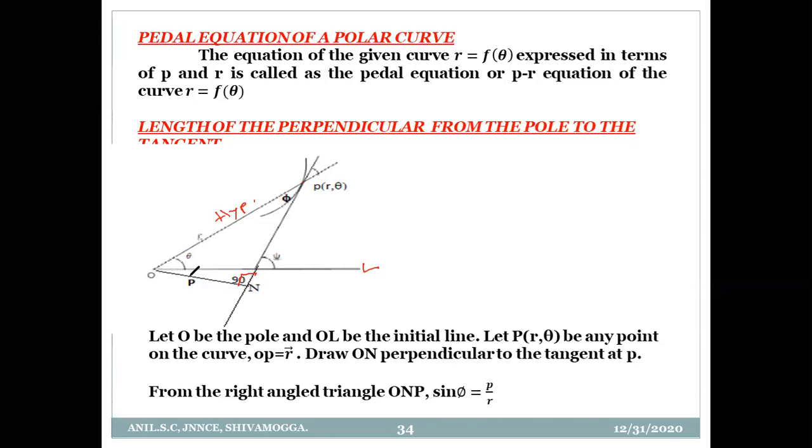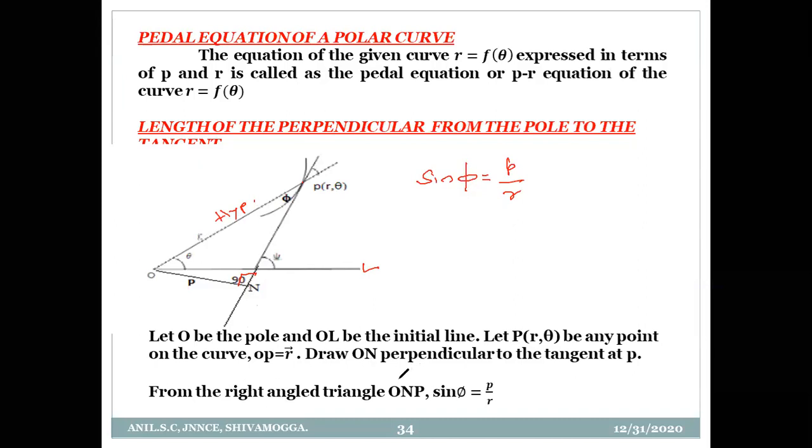From this triangle, sin phi. How do you write sin phi? This is the angle phi. Sin is opposite divided by hypotenuse. Corresponding to this angle, this is the opposite side, P, divided by the hypotenuse. Hypotenuse is denoted by R. Sin phi is equal to P by R.